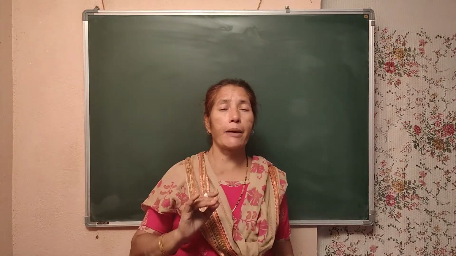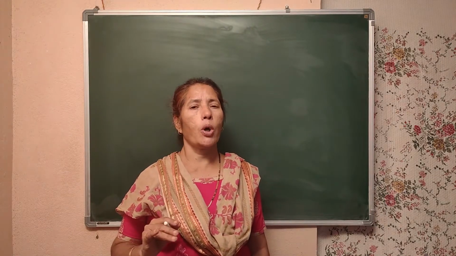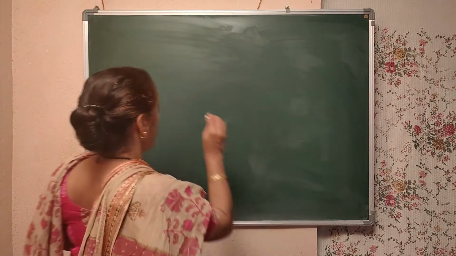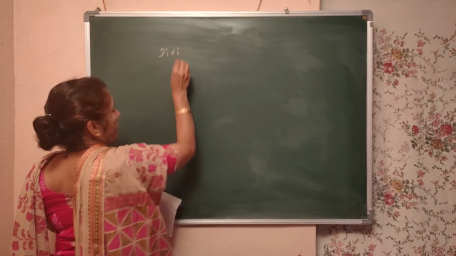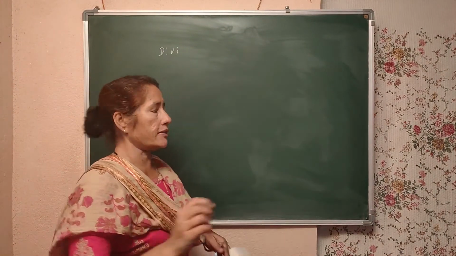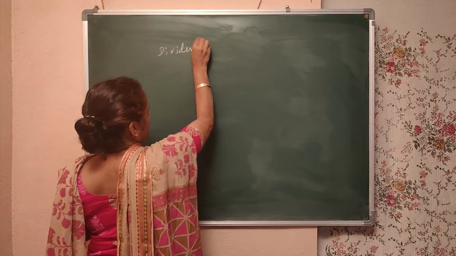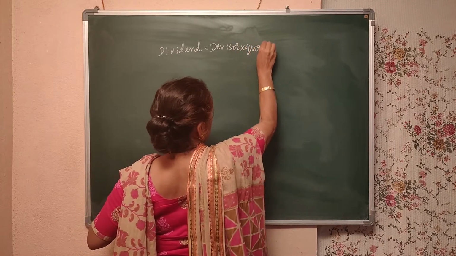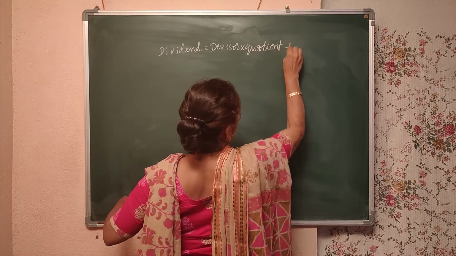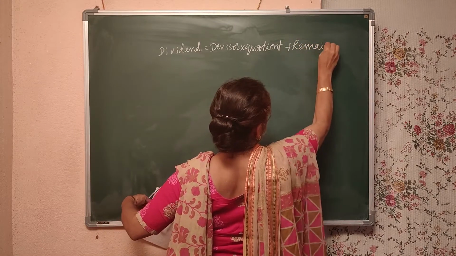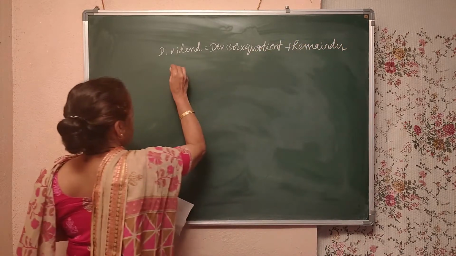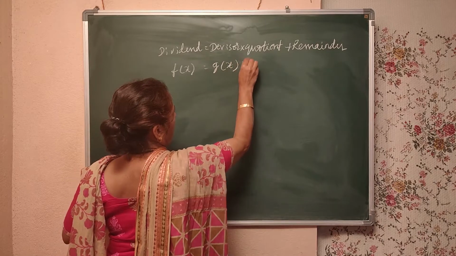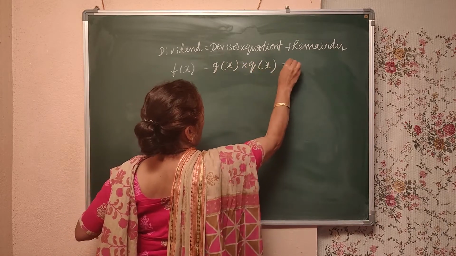Today, let us study about the division. We know the division algorithm. What is a division algorithm? According to the division algorithm, dividend is equal to divisor into quotient plus remainder. Or we say f of x is equal to g of x into q of x plus r of x.